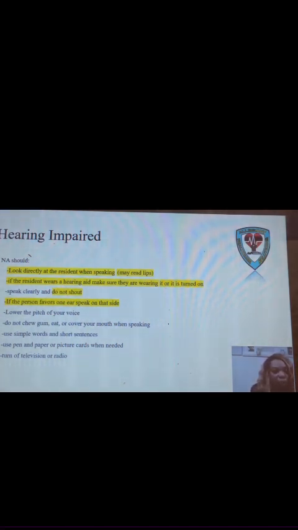When communicating with the hearing impaired, you want to lower the pitch of your voice. You don't want to chew gum, eat, or cover your mouth when you're speaking to the hearing impaired resident. Use simple words and short sentences. You can use pen and paper or picture cards when needed when you are working with a hearing impaired resident. When you're communicating with them, it's okay to turn off the TV and the radio if needed.